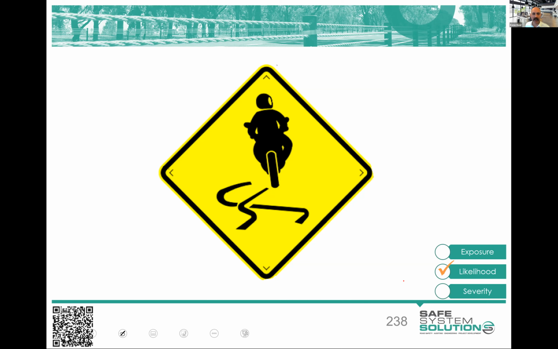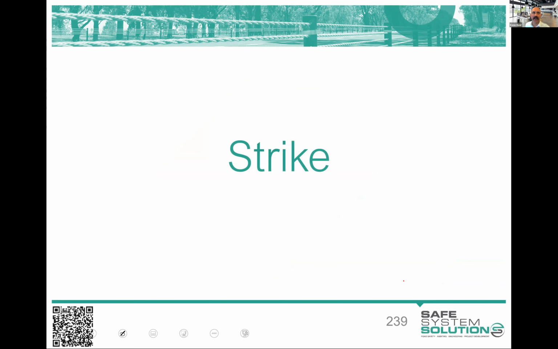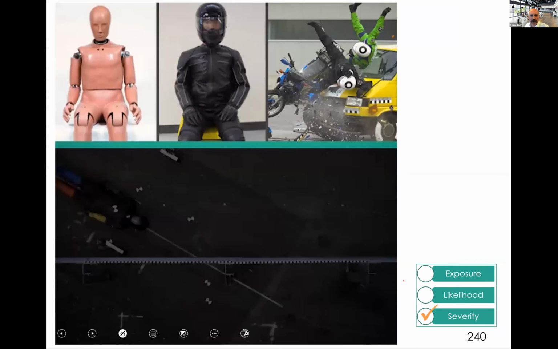They are the road user that tends to benefit the most from good, correct, consistent signage and warning of any particular hazards. And this sign is particularly effective, and is used quite a bit around Australia now for specific motorcycle hazards. That's a hazard that's going to be more of an issue for a motorcyclist than any other road user. We go to strike. Now we're in this severity category for motorcyclists.